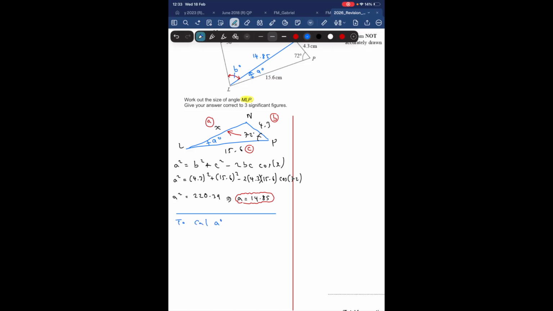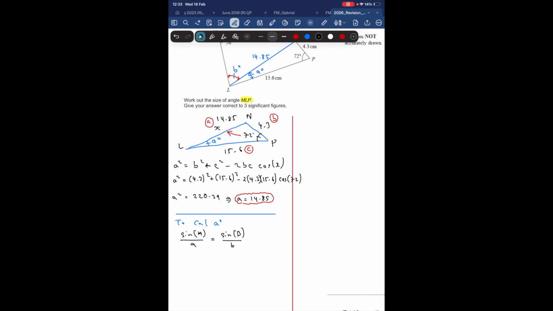I'm not going to redraw the triangle, but what I am going to do is mark this side X, because we've just calculated it, as 14.85. So I'm going to put 14.85 here. Now, because I'm trying to work out an angle, I'm going to use the sine rule with the sines on top. Now, remember, the sine rule is basically sine A over little a equals sine B over little b.